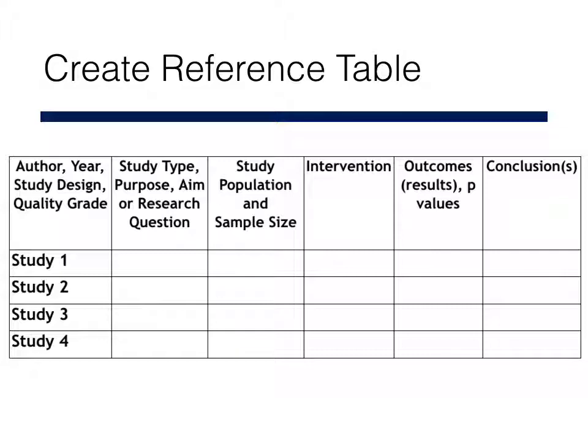The final column would include a brief outline of the author's conclusions. You may include additional columns such as a note column for anything that isn't covered anywhere else in this reference table.